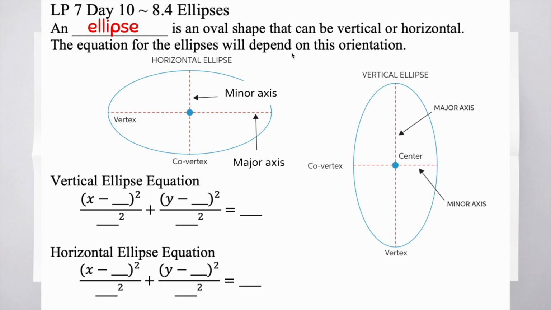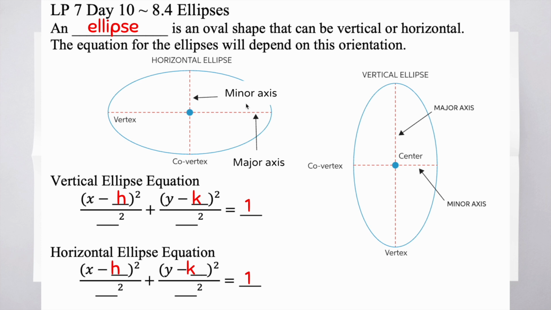The equation for the ellipse will depend on the orientation, so if it's horizontal or vertical, we can see those here. For the equations, if you look down at the bottom left of the screen, we have (x - h)² + (y - k)² = 1. And that's actually going to be the same on both equations. That's not going to change. What is going to change is the bottom pieces here.